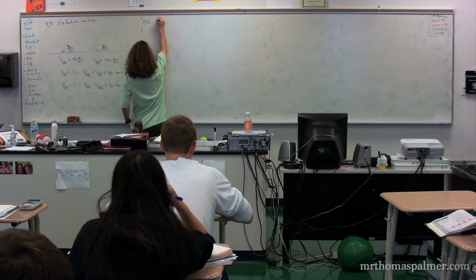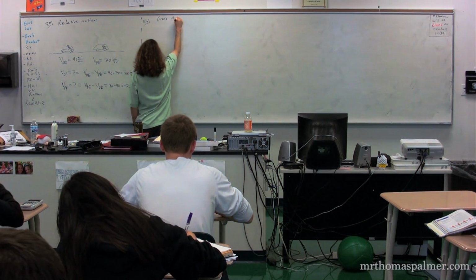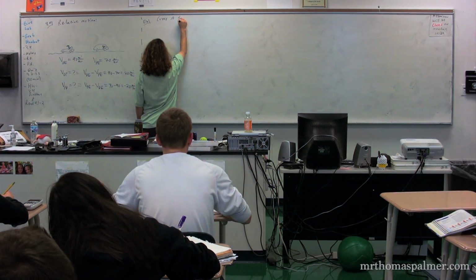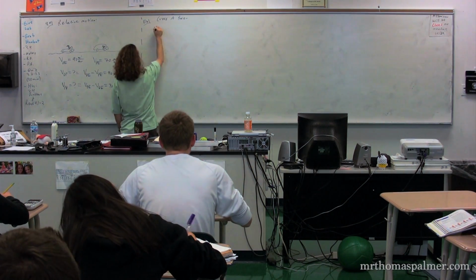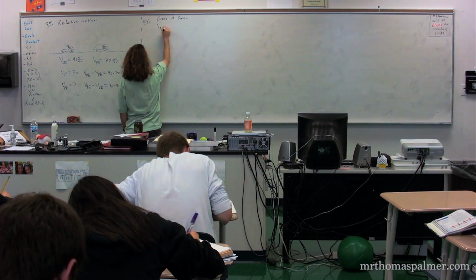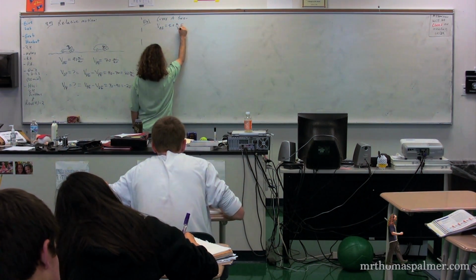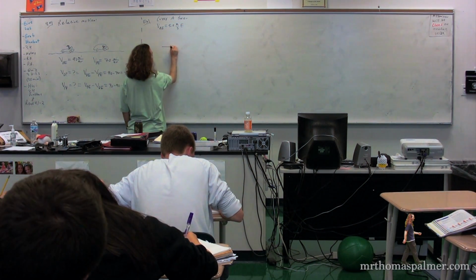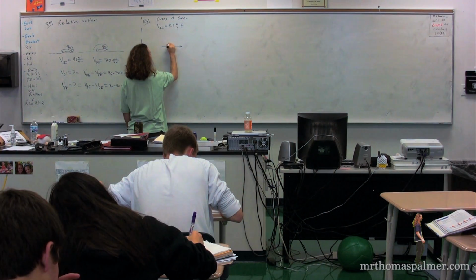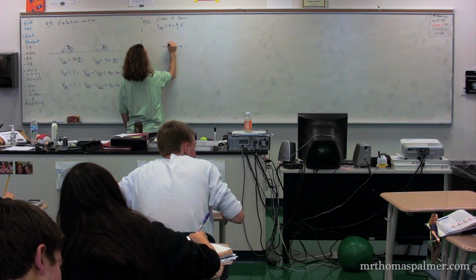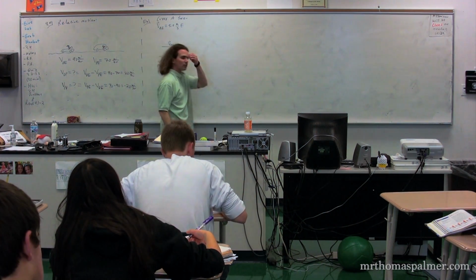We are going to cross a river. The velocity of the river with respect to the Earth is going to be 5.0 meters per second east. So the river is going to be going this direction at 5 meters per second. That's the velocity of the river with respect to the Earth.